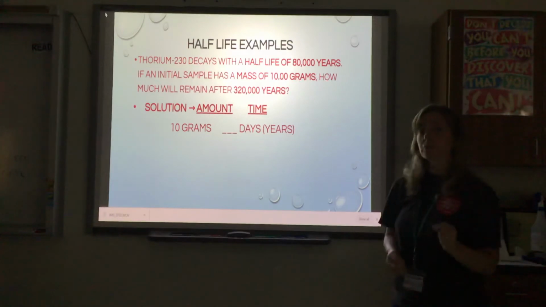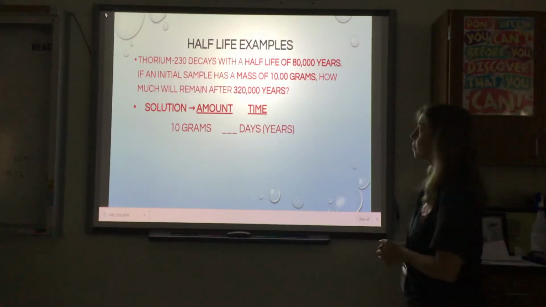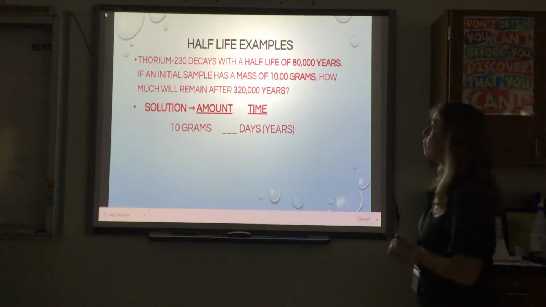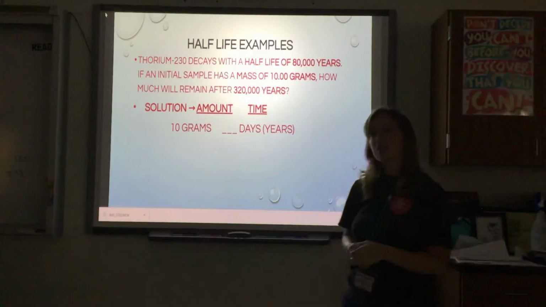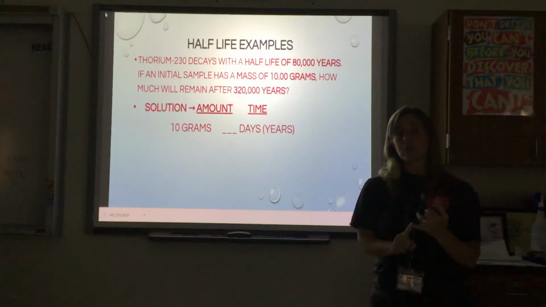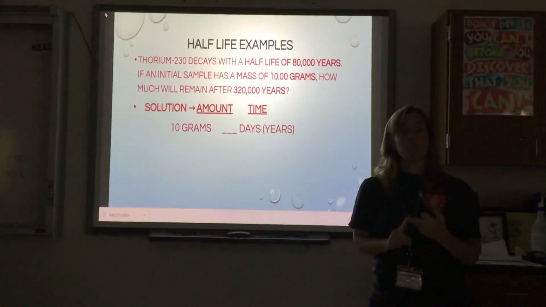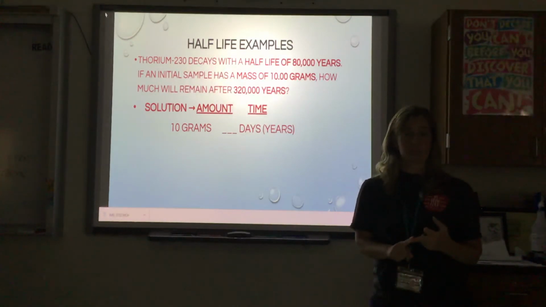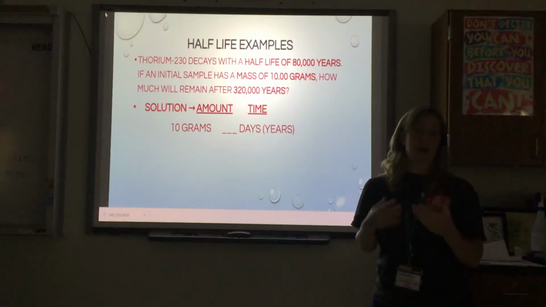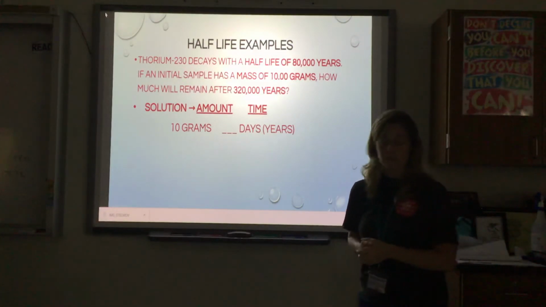So thorium-230 decays with a half-life of 80,000 years, okay? If an initial sample has a mass of 10 grams, how much will remain after 320,000 years? Okay, so in this problem, I got the total time, I got the half-life, and I got the starting amount of grams, okay, the mass. So I need to figure out how much is left after it undergoes a half-life for 320,000 years, okay?